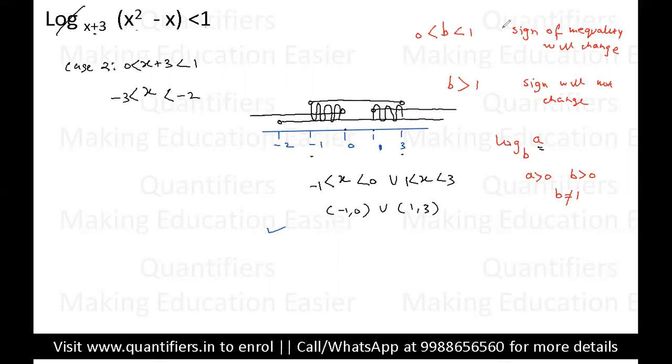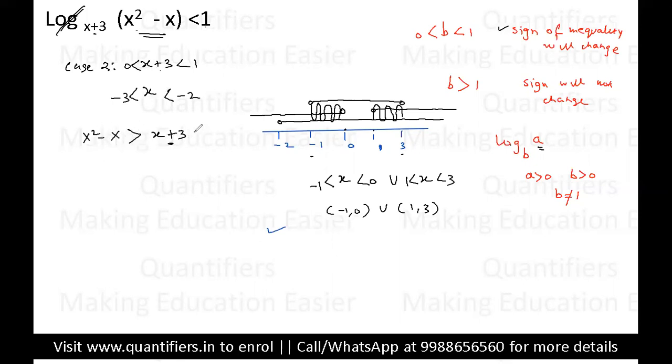Now do remember this condition students. If I remove the log, the sign of inequality will change now. So what will we get? We'll get x square minus x, right? Now it will become greater than x plus 3 to the power 1. So this is what I'll get. And students, obviously this thing will be positive, right? No need to write anything because we have already considered x plus 3 is between 0 and 1. So that means this is positive. And if this is positive, this definitely will be positive, right?